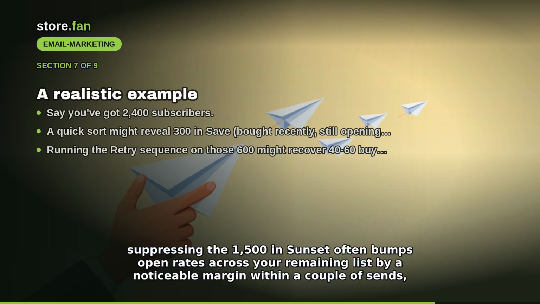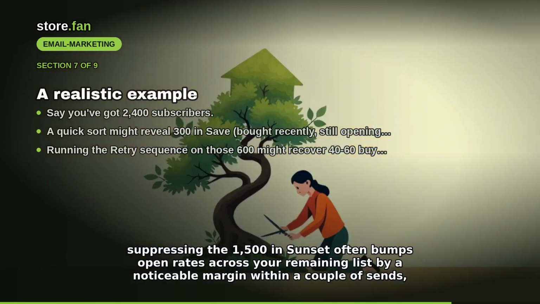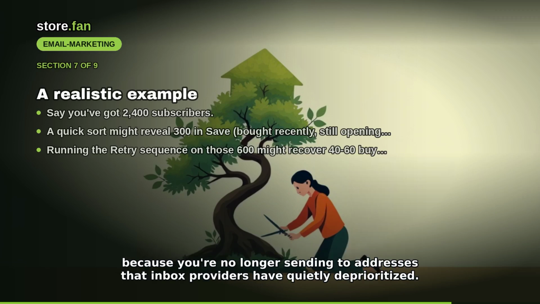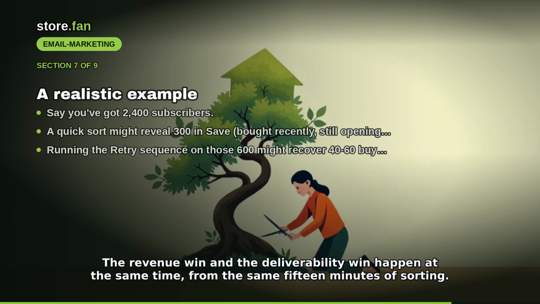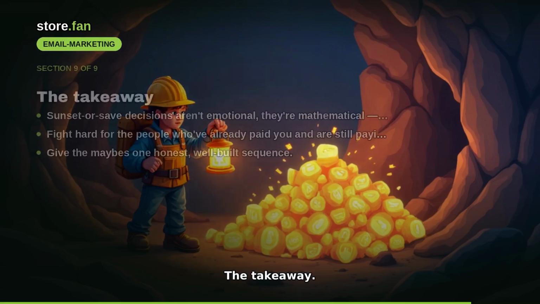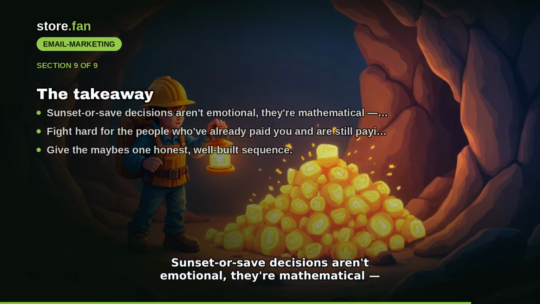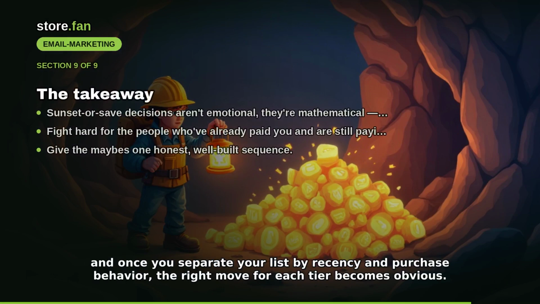Meanwhile, suppressing the 1,500 in sunset often bumps open rates across your remaining list by a noticeable margin within a couple of sends, because you're no longer sending to addresses that inbox providers have quietly deprioritized. The revenue win and the deliverability win happen at the same time, from the same 15 minutes of sorting. The takeaway. Sunset or save decisions aren't emotional, they're mathematical. And once you separate your list by recency and purchase behavior, the right move for each tier becomes obvious.